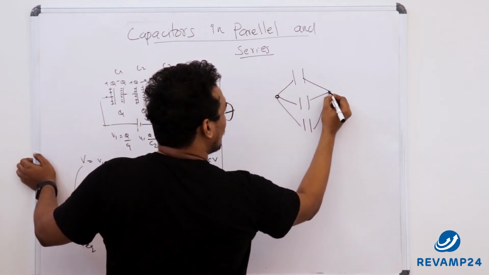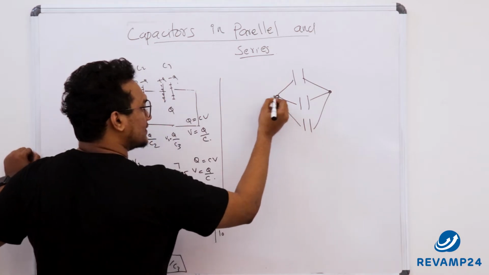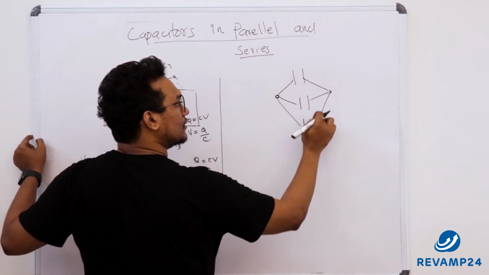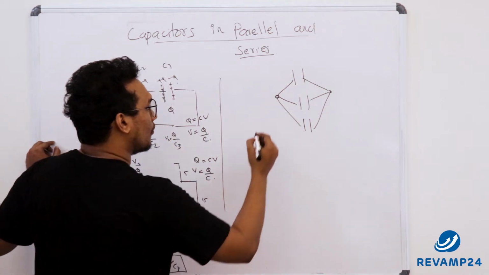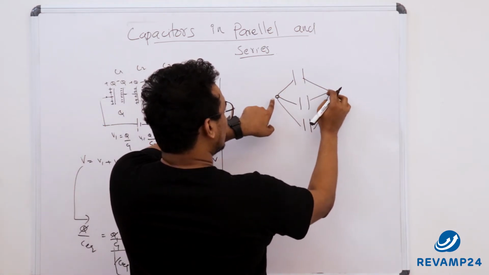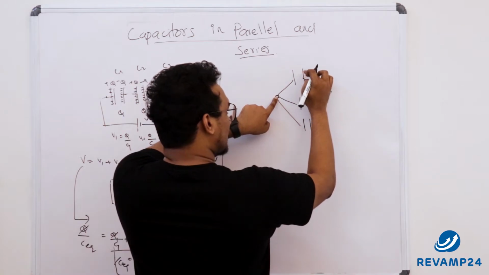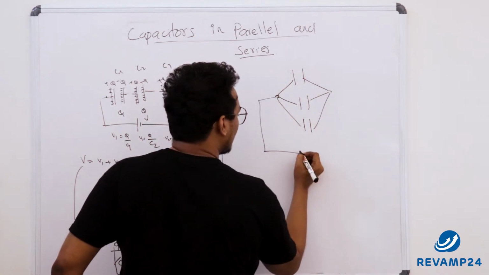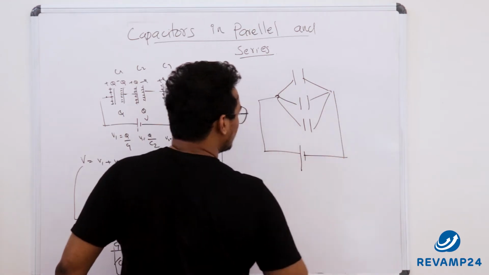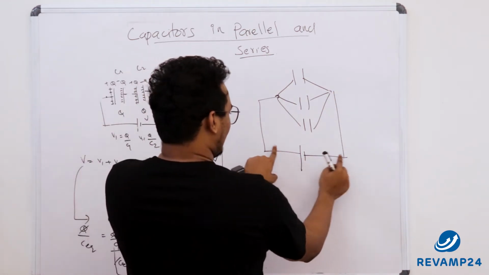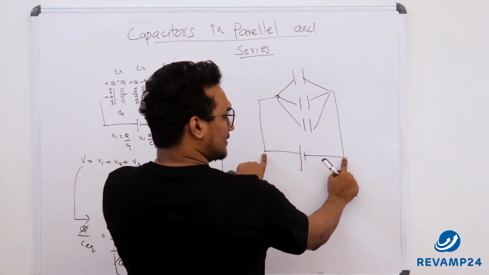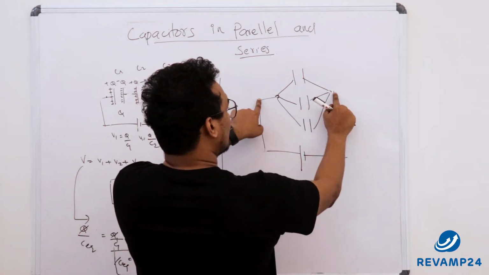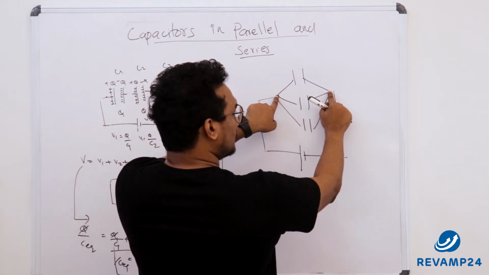When I am connecting capacitors in parallel, I am connecting one terminal of all capacitors to the same point, and similarly the other terminals to another same point. Whatever the potential difference between these 2 points, that is applicable to this, this, and even this. Whenever I am connecting a battery, whatever the potential between these 2 points in the battery, that will be the same potential difference between these two points in the capacitor.